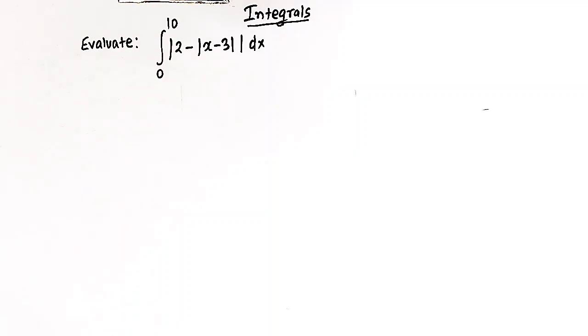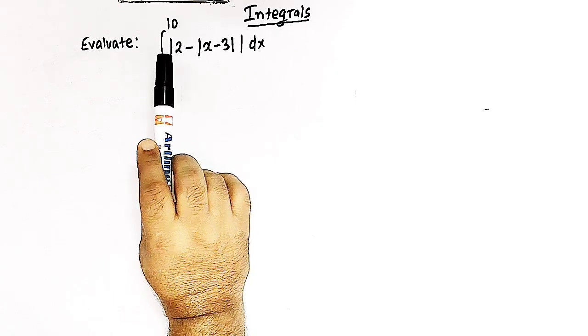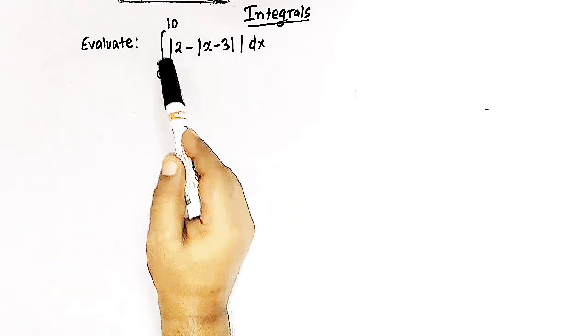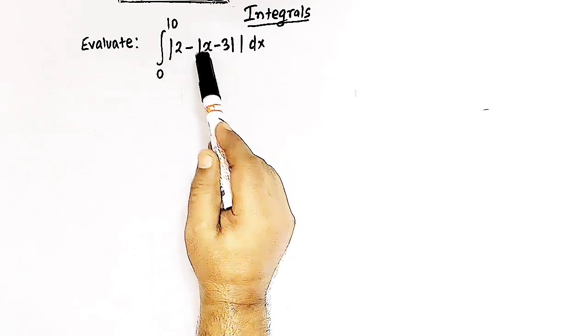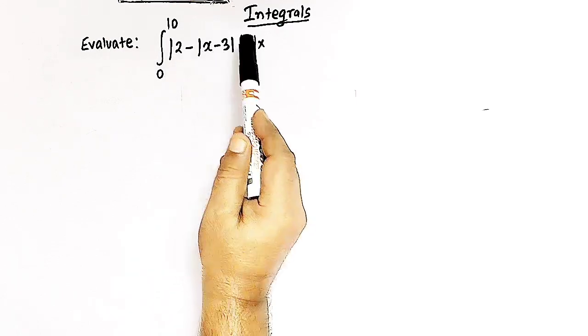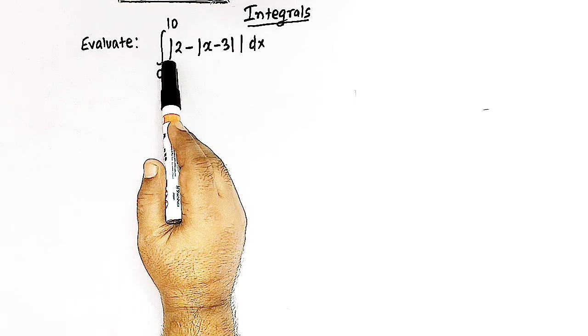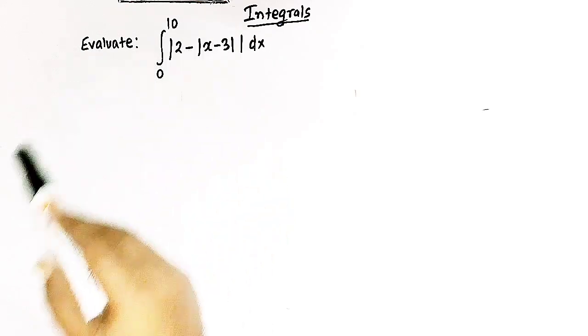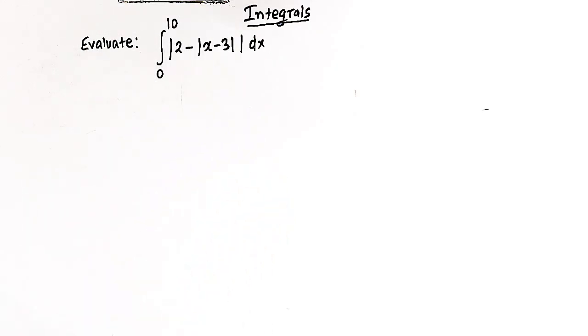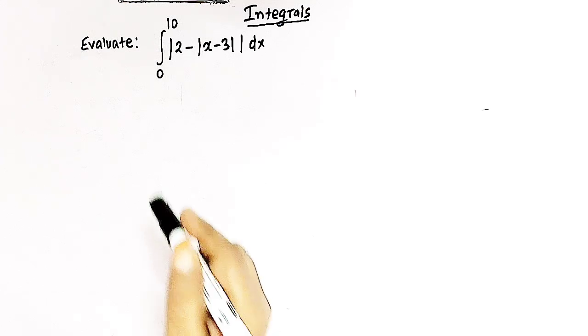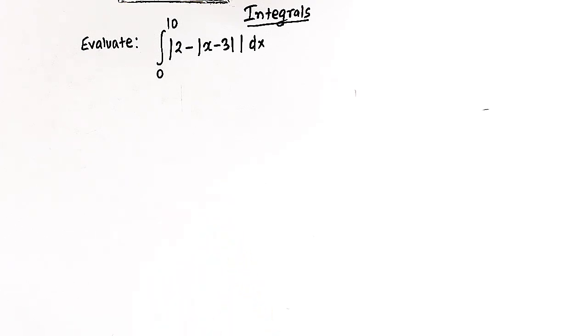Hello viewers, in today's session we are going to discuss a very important conceptual problem from definite integrals. Here we have to evaluate this integral from 0 to 10, and the integrand is mod of 2 minus mod of x minus 3. It is quite interesting to note that we have two mod functions involved in the integrand, right? So let us see how we can easily solve this integral by making use of the definition of mod function.